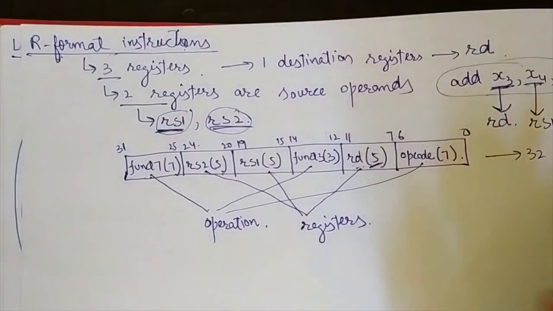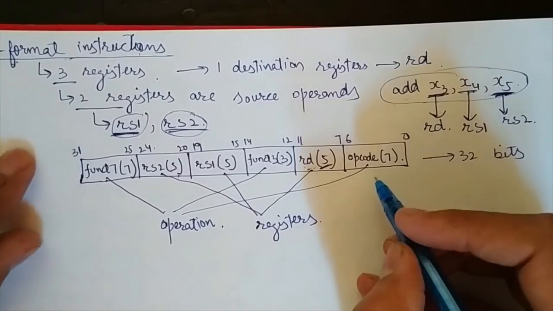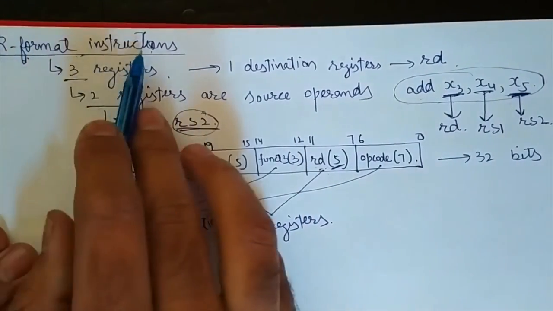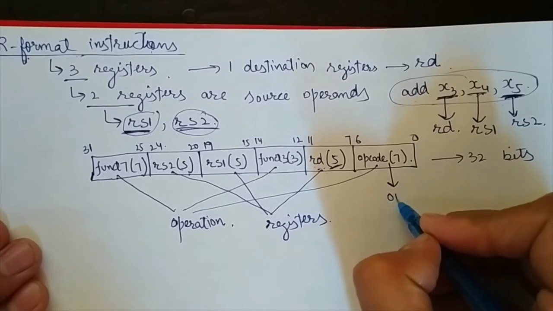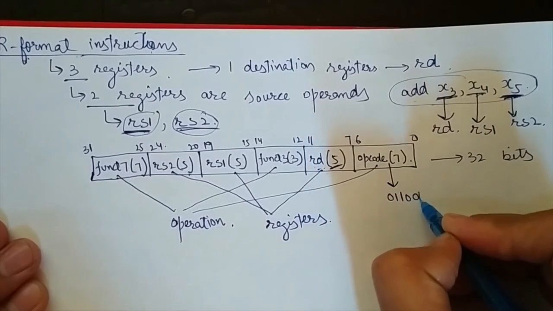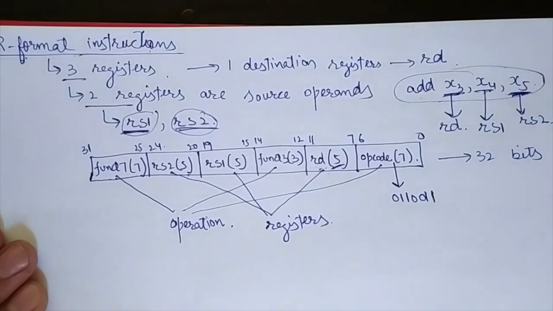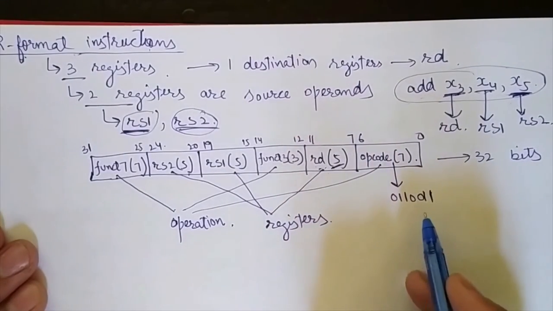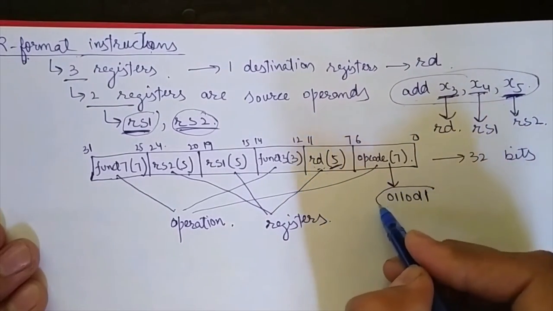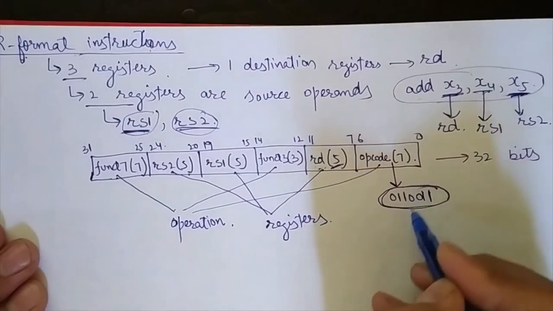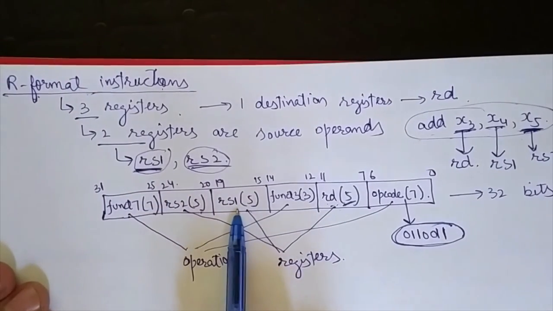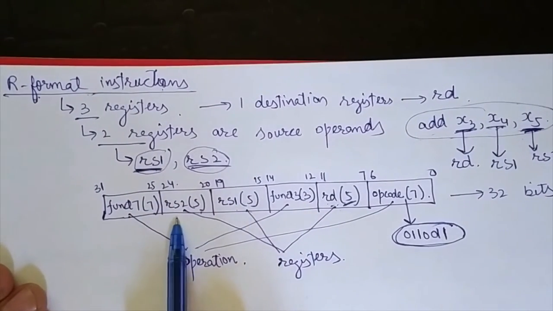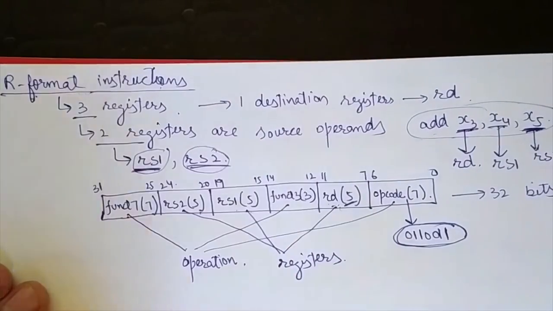Okay. So for all R format instructions, this opcode is 0110011. So these are the 7 bits. So for all R format instructions, opcode has this value. Okay, and as I said, RS1 is source operand 1, RS2 is source operand 2, and RD is our destination.